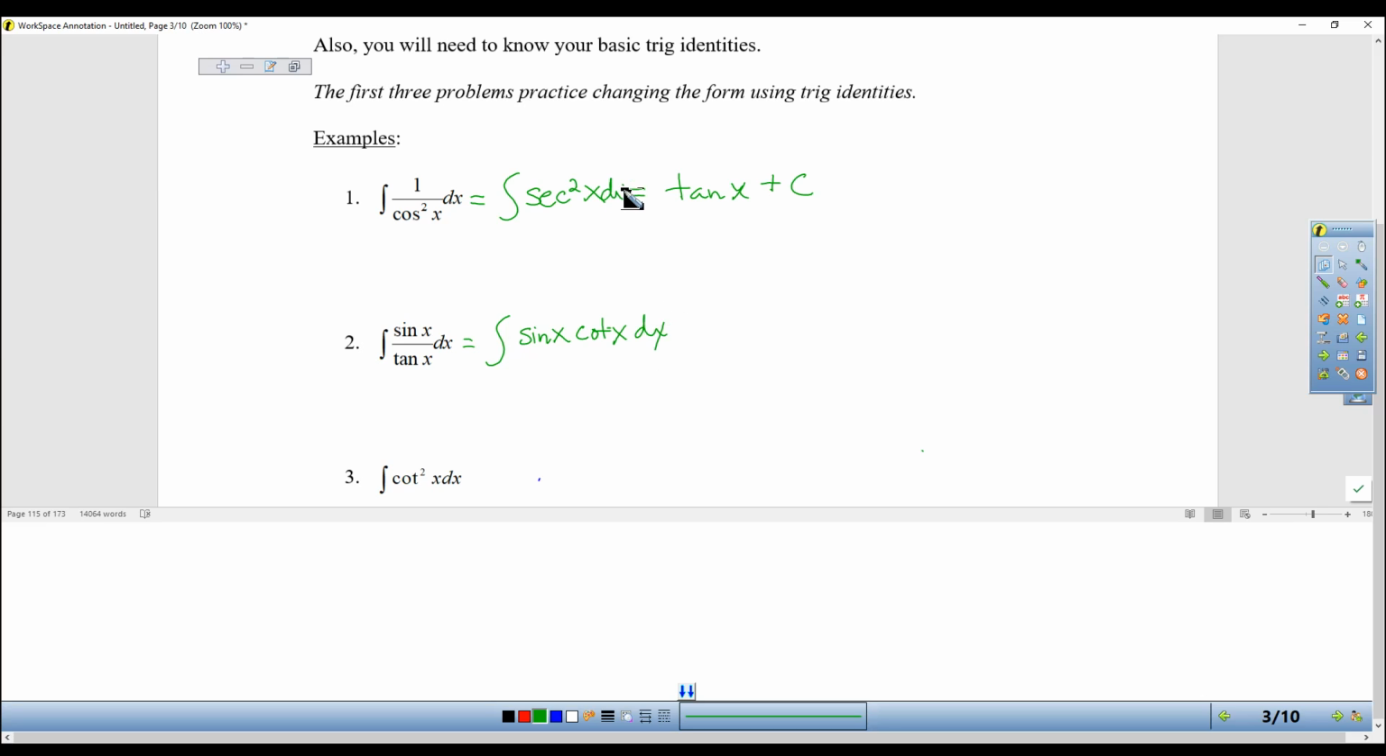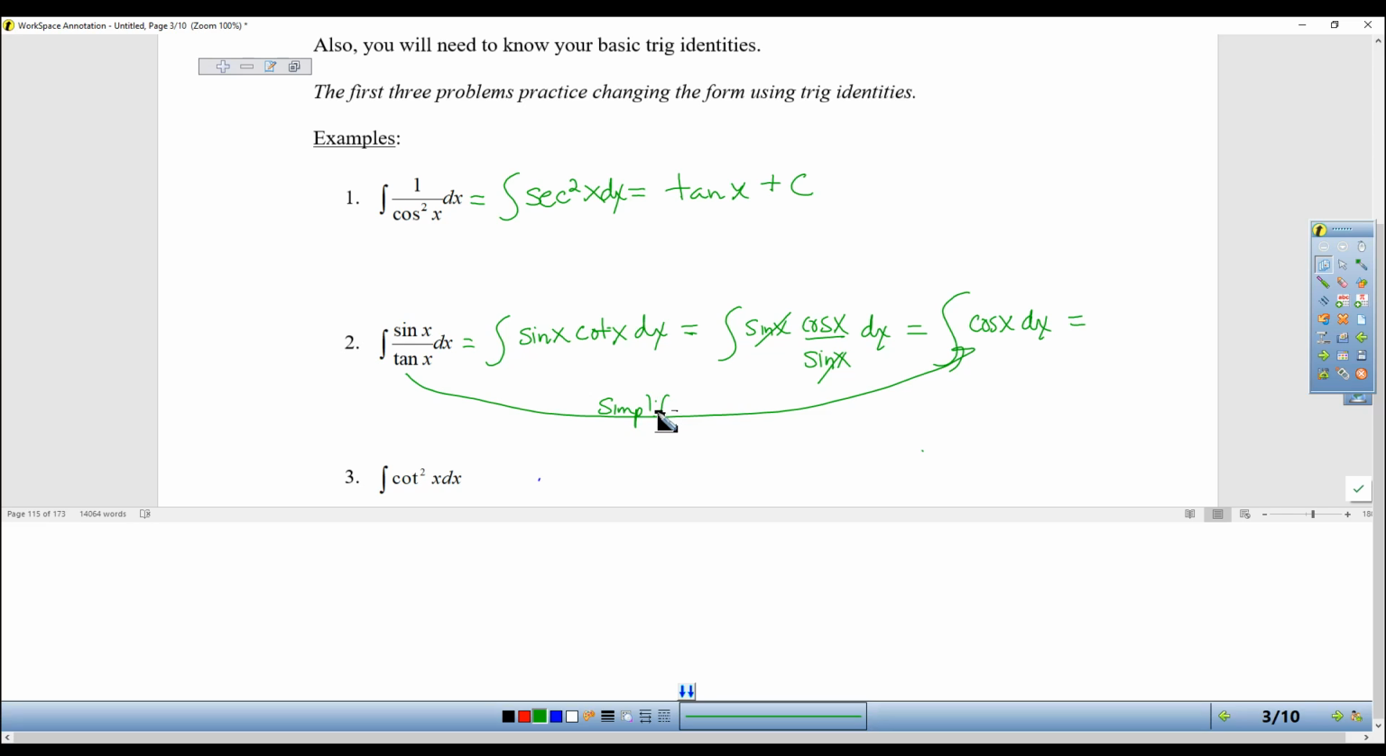Technically, there's still supposed to be a dx there. And then I'm going to change my cotangent to cosine over sine. You may remember doing these last year, which finally gives me the integral of cosine of x dx. And now that's an integral I can do. Look how I simplified that.